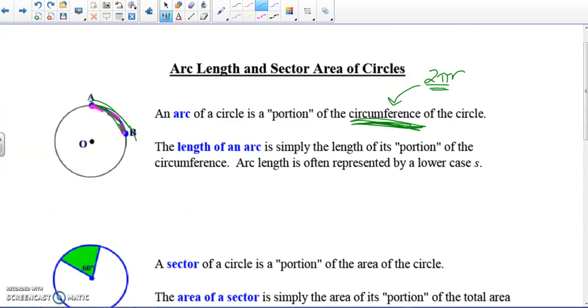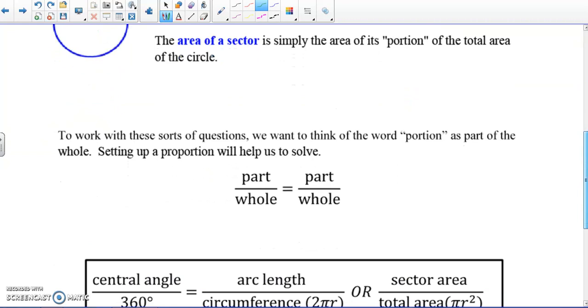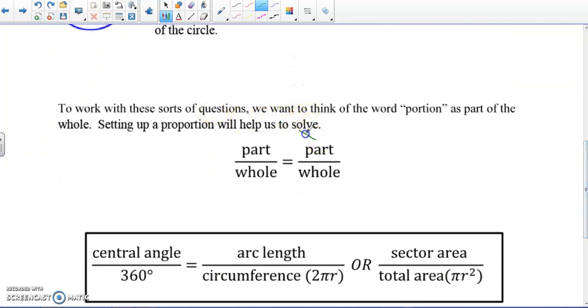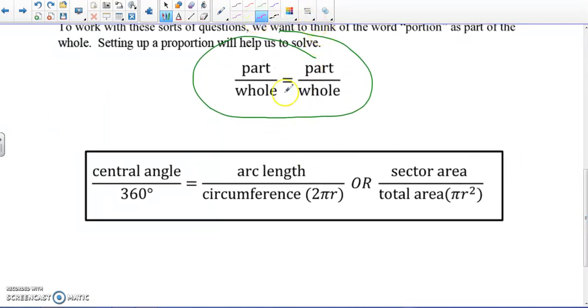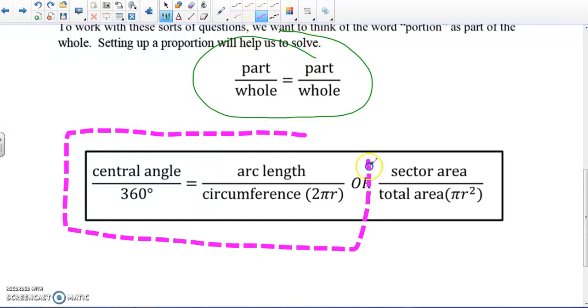To use these formulas, we're going to put them into a proportion that we've been looking at all year. Part over whole equals part over whole. Specifically, today we're just going to be looking at these two, so you don't have to put a box around it, because we're going to come back to that sector area. But we're going to be looking at this part.